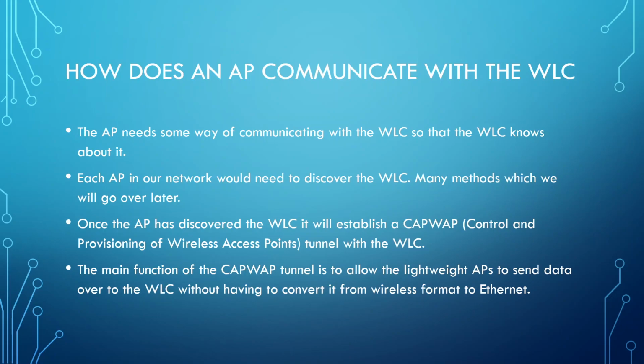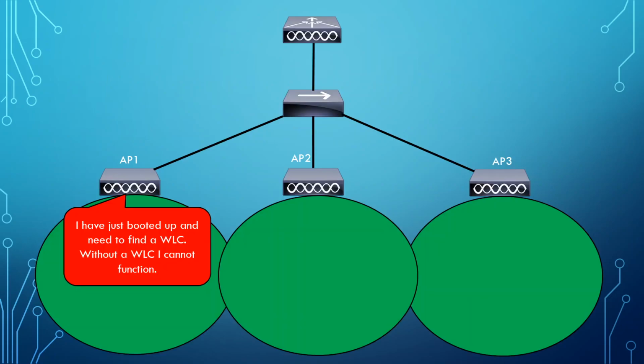Once it's reached the wireless LAN controller, the wireless LAN controller is going to remove that CAPWAP information and essentially convert the wireless information added to the data to Ethernet information, so it can then send that data to the switch and to the correct wired device.